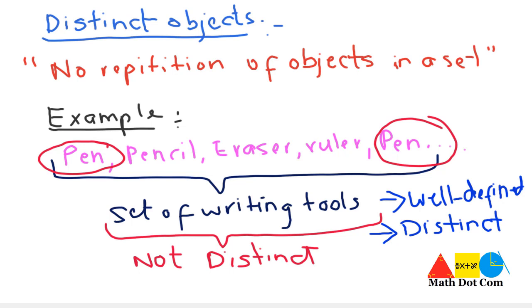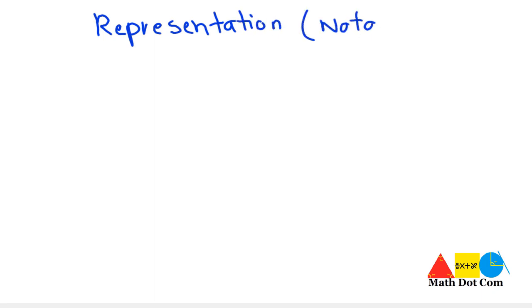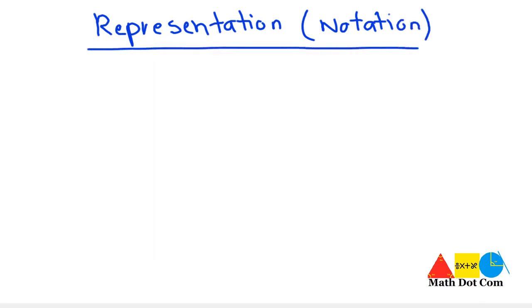Now let's see how we can represent a set. Representation or notation of a set. How can we represent it? Let's take an example. We have a set of colors. Say A.